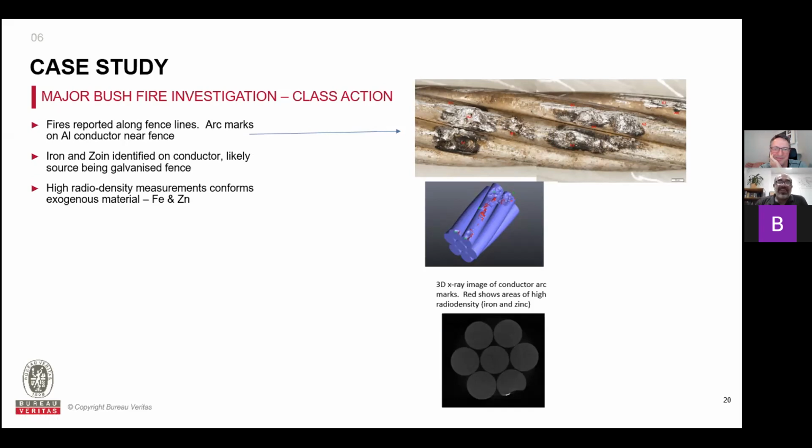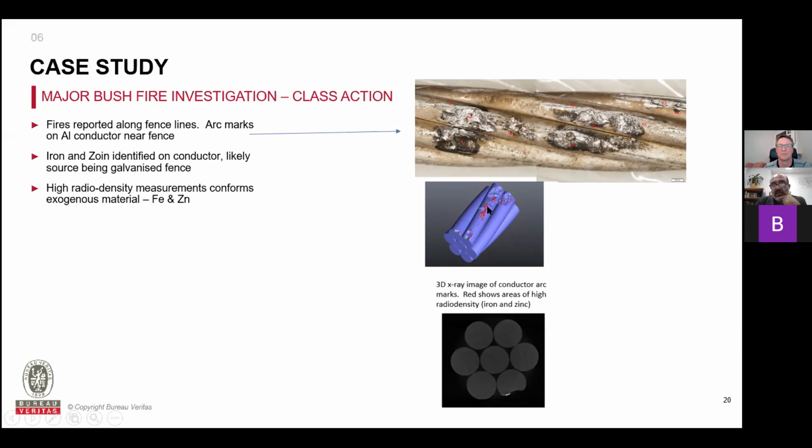So iron and zinc was identified on the conductor, and being an aluminium conductor, the only likely source where you're going to have zinc and iron caught onto that conductor when it's arcing is a galvanized fence. And when some of this high radio density measurement work was done, it confirmed an exogenous material.